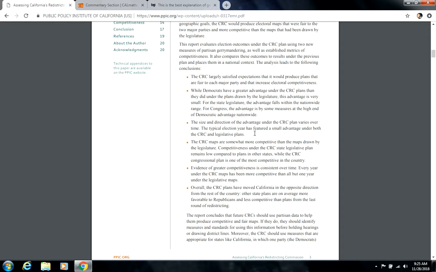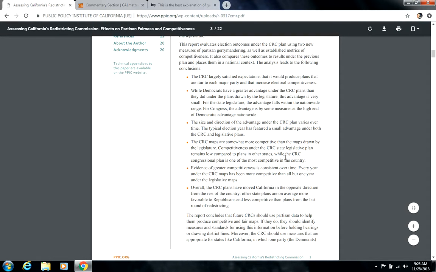The size and direction of advantage under the CRC plan varies over time. The typical election year has featured a small advantage under both the CRC and legislative plans. The CRC maps are somewhat more competitive than the maps drawn by the legislature. Competitiveness under the CRC state legislative plan remains low compared to plans in other states. This is not good, okay? While the CRC congressional plan is one of the most competitive in the country.